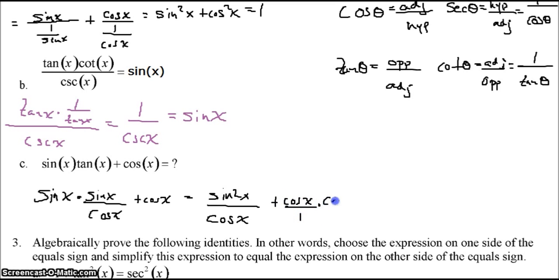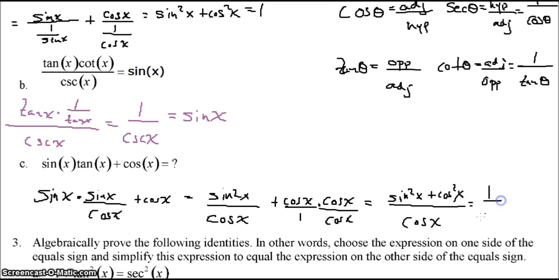This is over 1, so I can multiply this by cosine of x over cosine of x. That gives us sine squared x plus cosine squared x over cosine of x, which again, remember, is 1 over cosine of x, which is secant of x. So this whole big mess we can simply write as secant of x, and they're equivalent.